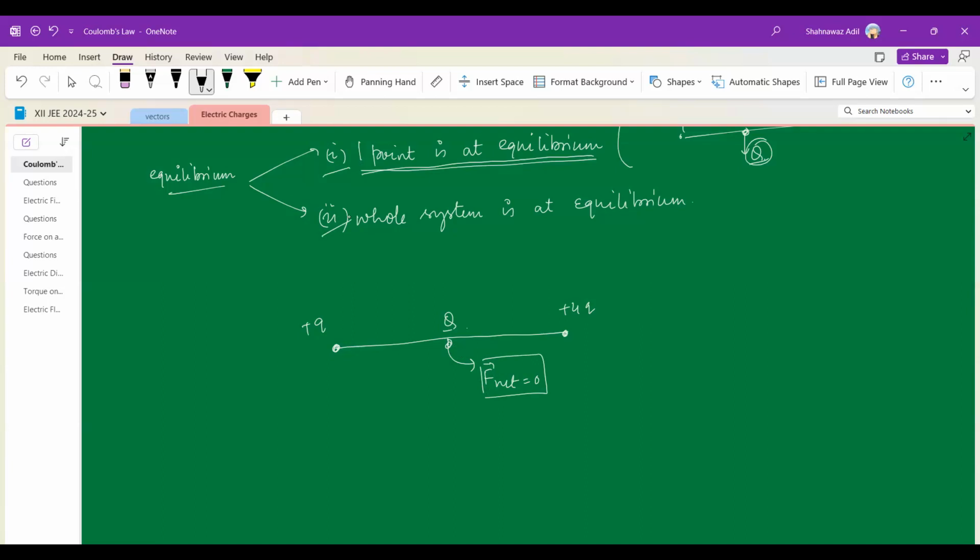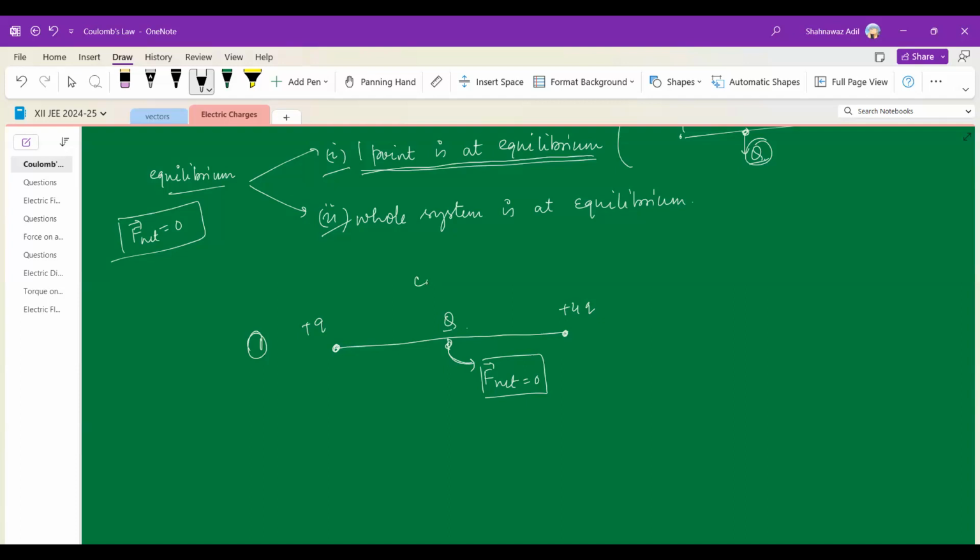What is this case? Case 1, sir. Case 1, because only one point is at equilibrium. What is the meaning of equilibrium? At equilibrium, you have already learned in your 11th class that all the forces cancel each other. So F net becomes 0, right? This is the equilibrium condition. So this is one part.